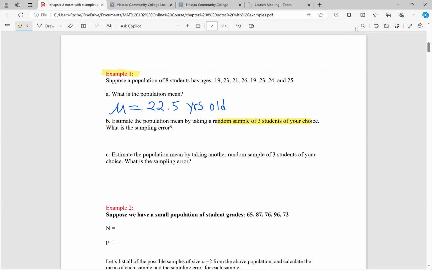So pause for a minute, pick 3 of the above ages, because we're going to take 1 sample of size 3. We're going to calculate the sample mean, and then we're going to calculate the sampling error. So you can pause, and I'll give you a minute.